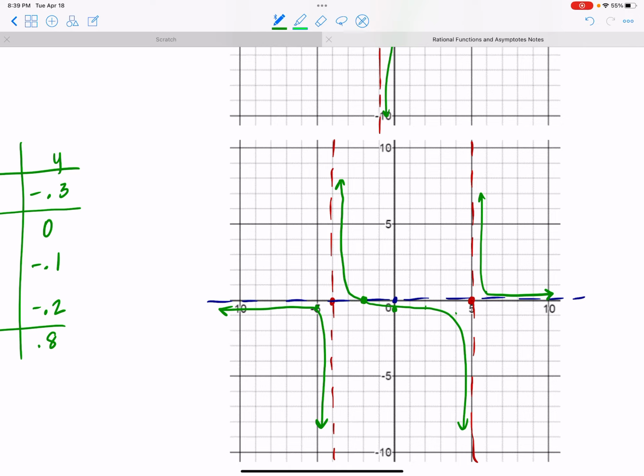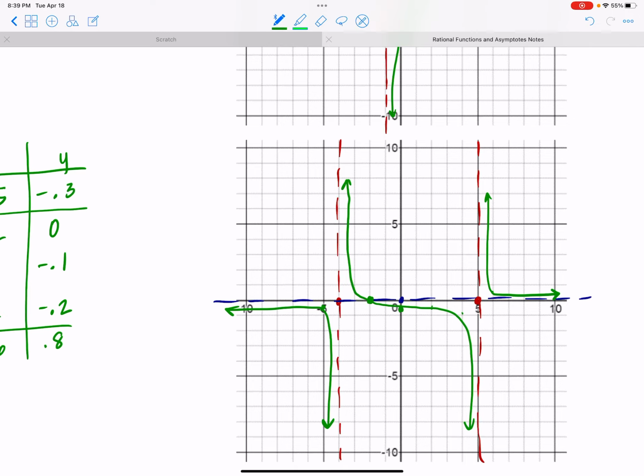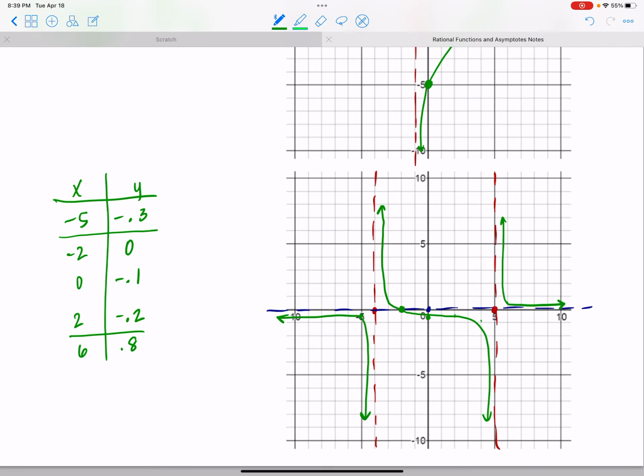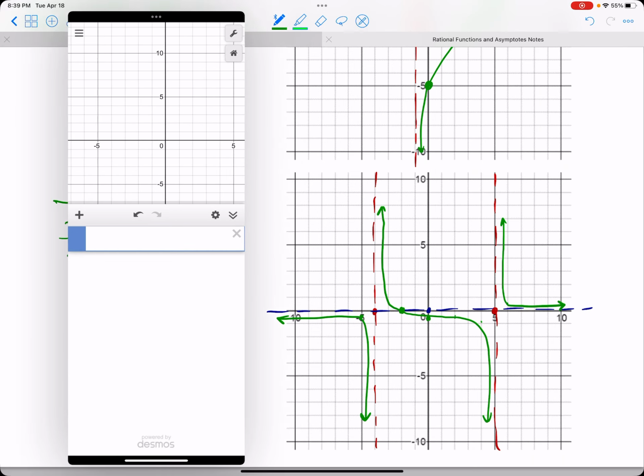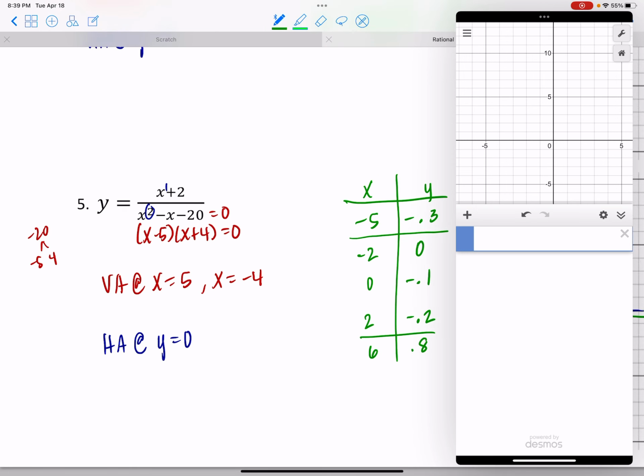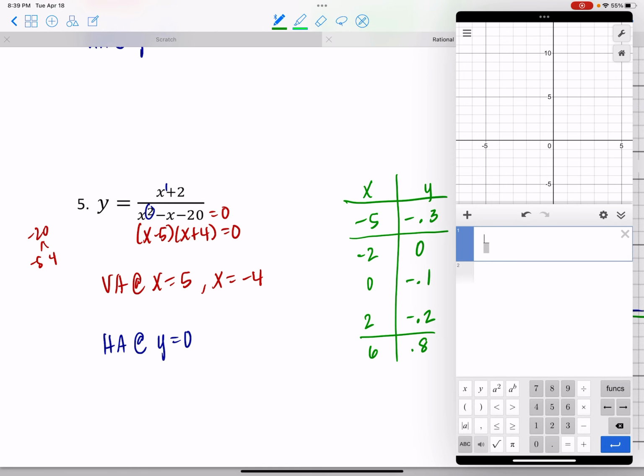Now, you're not going to get a graphing calculator when you take your quiz, but while you're practicing, it would be helpful to know if you did this right. So let's just confirm our work. I'm going to put a fraction in here. On the top, x plus 2. On the bottom, x squared minus x minus 20.